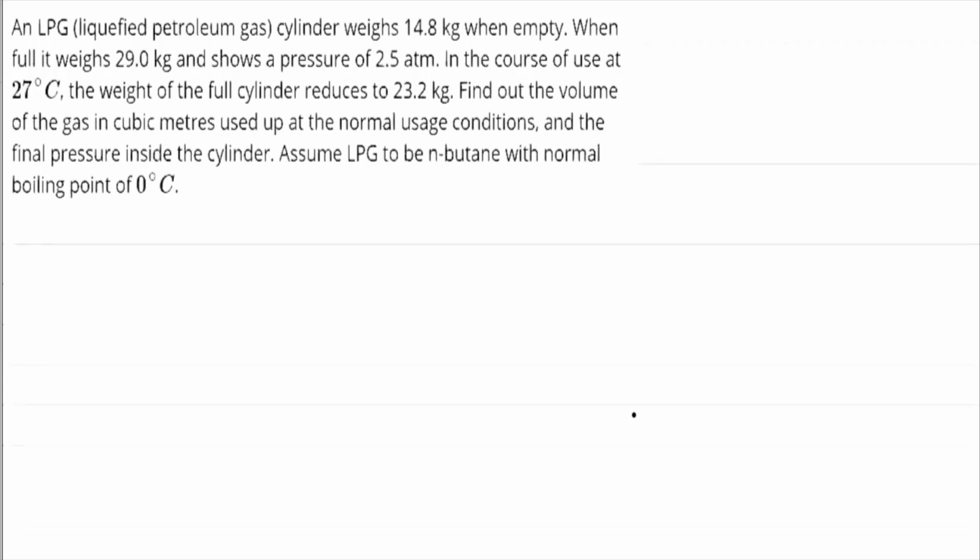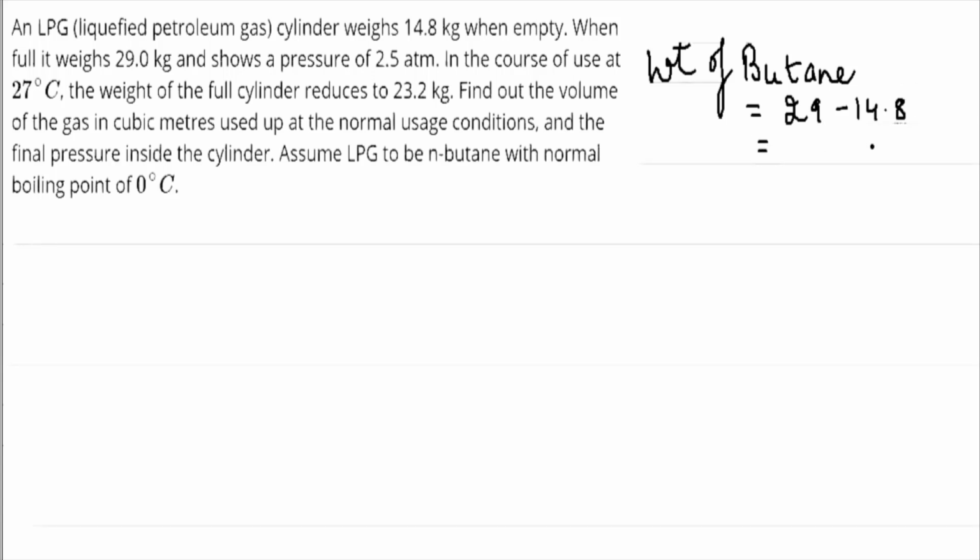So in this question, what we are going to do is firstly find out the weight of butane gas in the cylinder, right? So what is the weight of butane? So weight of butane will be equal to 29 kg minus 14.8. So the value here will come out to be 14.2 kg, that is 14200 grams. So this is the weight of butane.